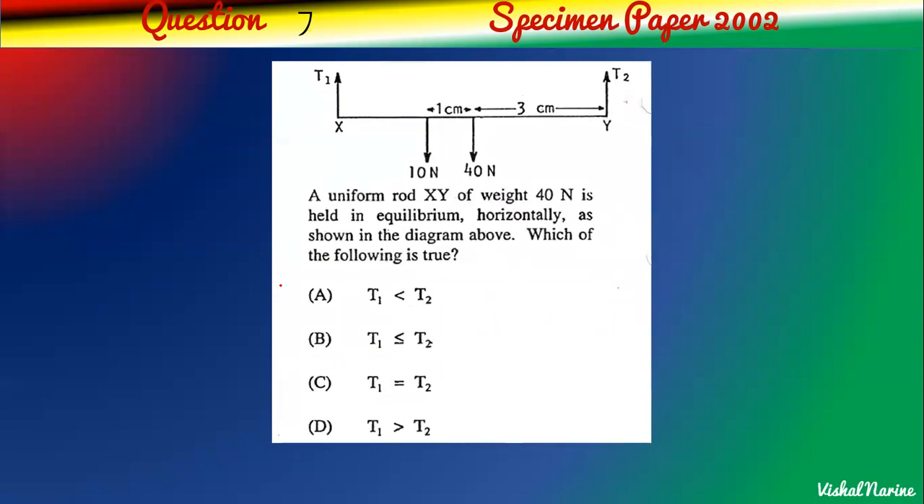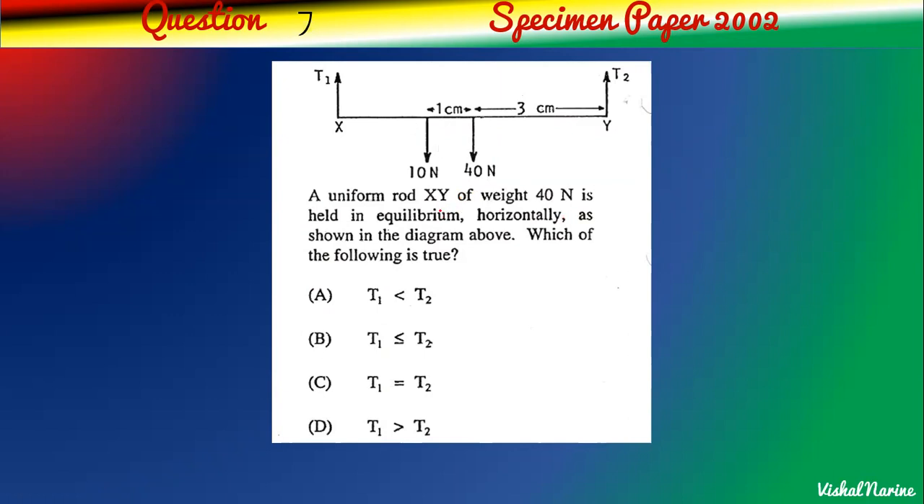Question 7. Question 7 has now become a very popular question in some papers. This was the 2002 specimen. They would have entered this question, but over the past few years, I have seen this question repeat several times.